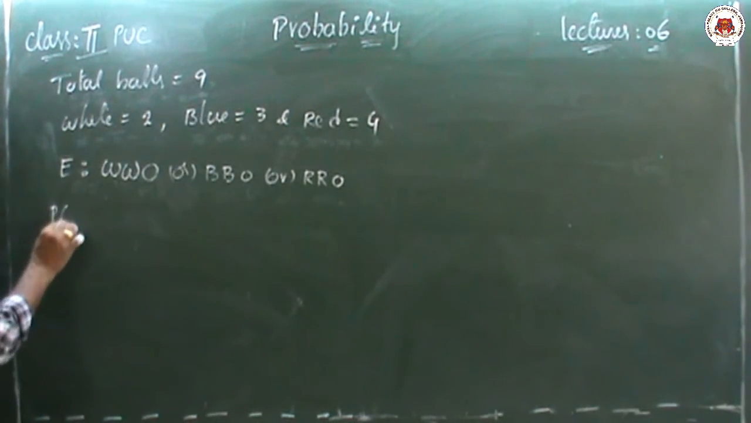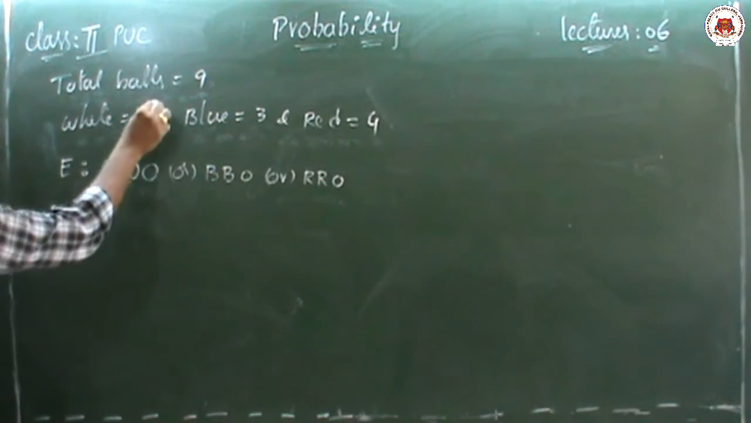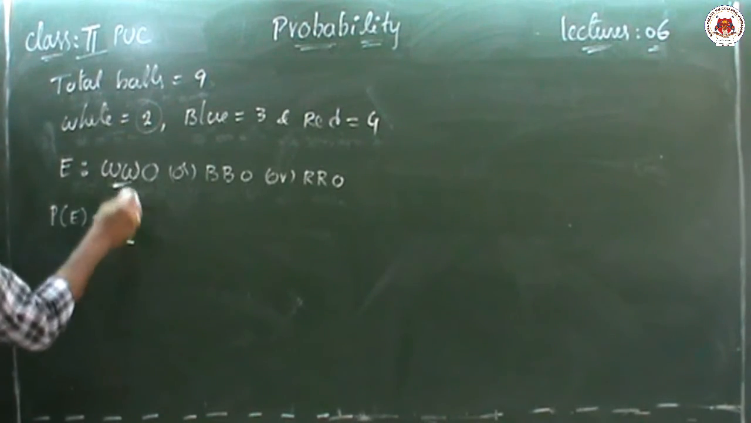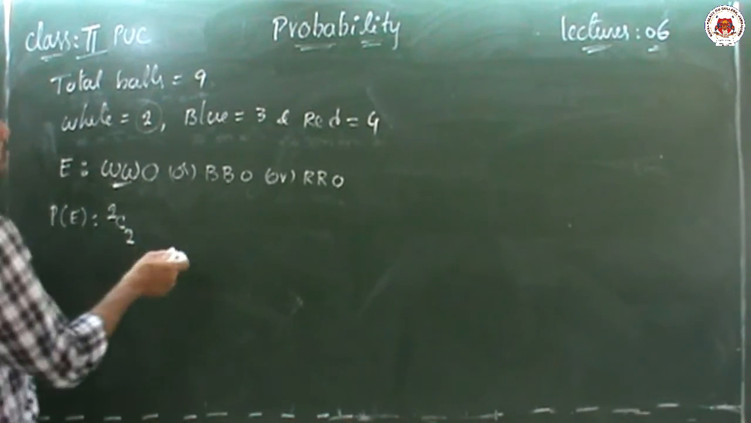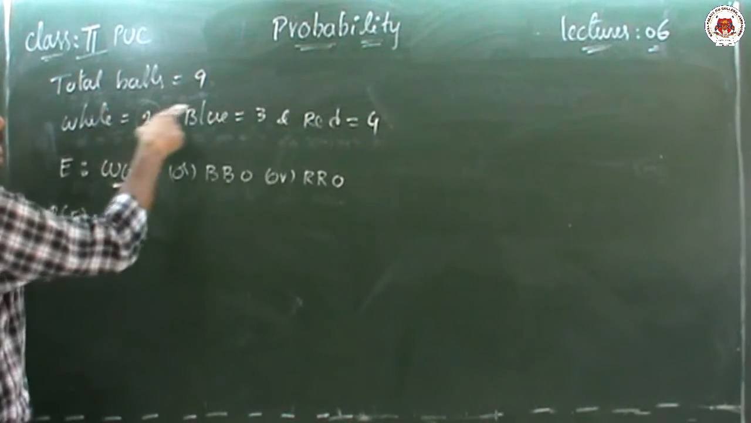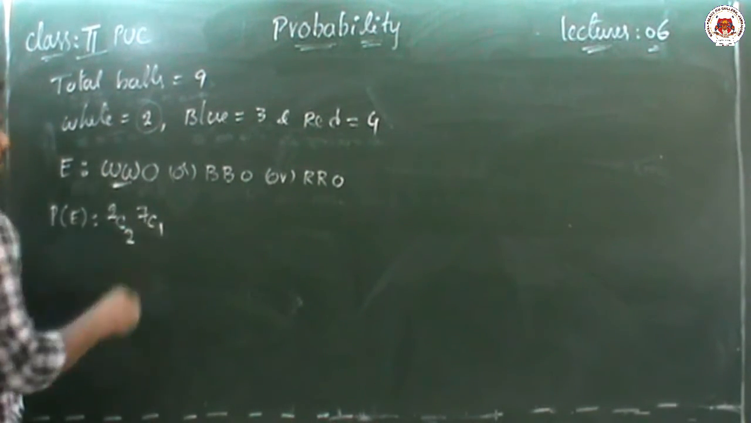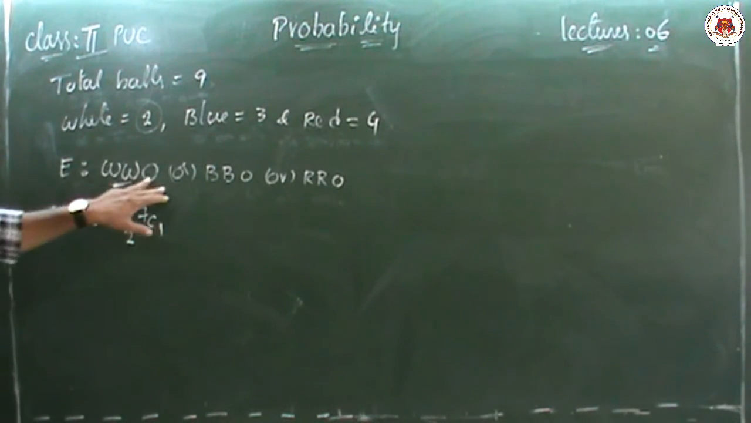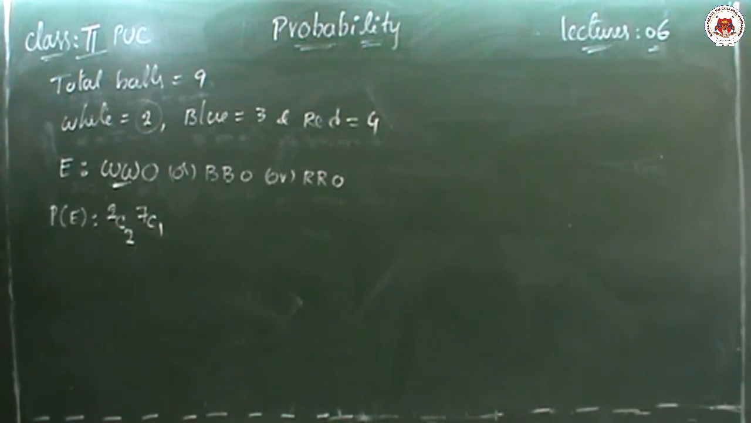Then, writing it in probability, the event of 2 white balls: total white balls are 2, and out of 2 we are taking 2. Then 1 other color. Apart from white, the other colors are 3 plus 4, that is 7. Out of 7, he is taking 1 ball, and out of 2 white balls he is taking 2.